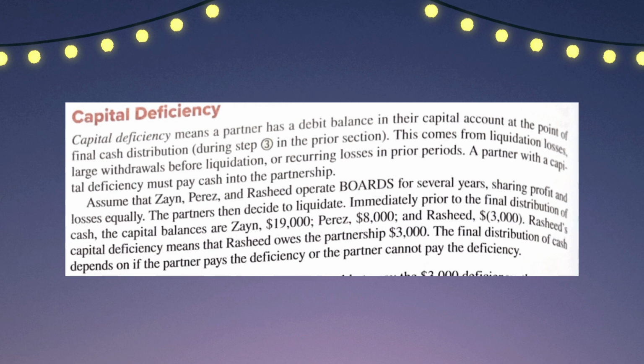Assume that Zain, Perez, and Rashid operate Boards for several years, sharing profit and losses equally. The partners then decide to liquidate. Immediately prior to the final distribution of cash, the capital balance is Zain, $19,000, Perez, $8,000, and Rashid, $3,000. Rashid's capital deficiency means that Rashid owes the partnership $3,000.